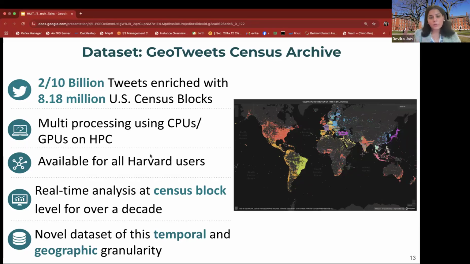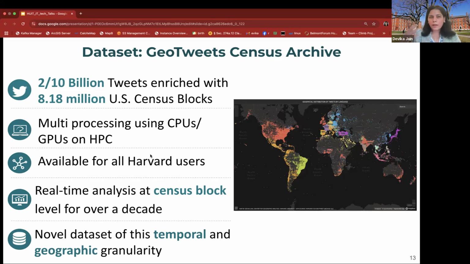It also helps you bring in social economic variables and combine and integrate them with social media to see the interaction between what people are saying online versus what is actually the situation on the ground.